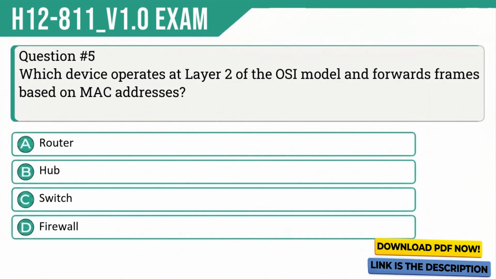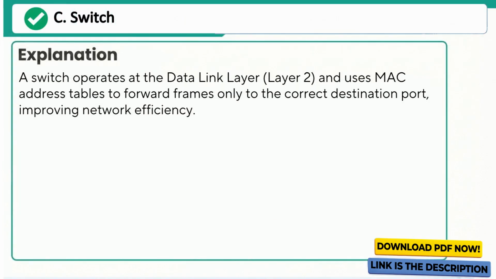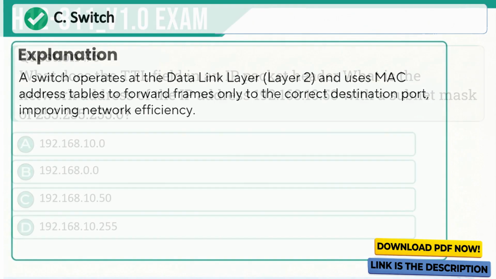Question number 5. Which device operates at Layer 2 of the OSI model and forwards frames based on MAC addresses? A. Router. B. Hub. C. Switch. D. Firewall. Correct answer: C. Switch. Explanation: A switch operates at the data link layer, Layer 2, and uses MAC address tables to forward frames only to the correct destination port, improving network efficiency.